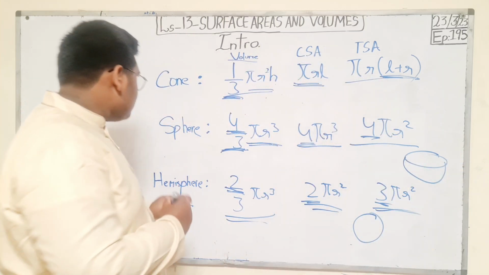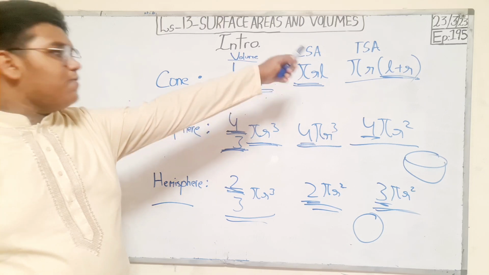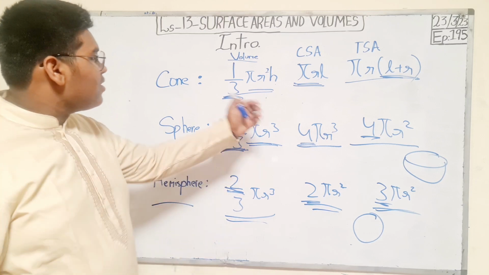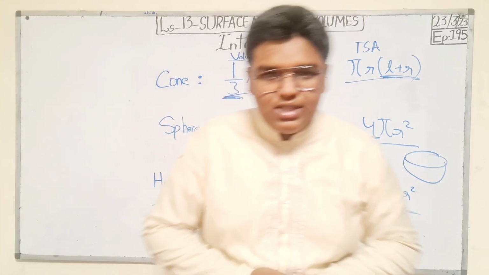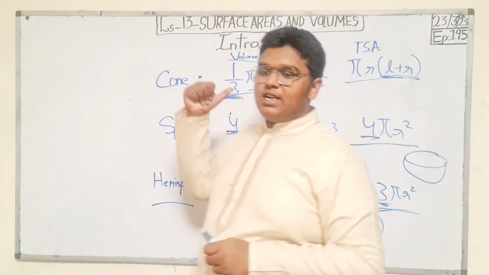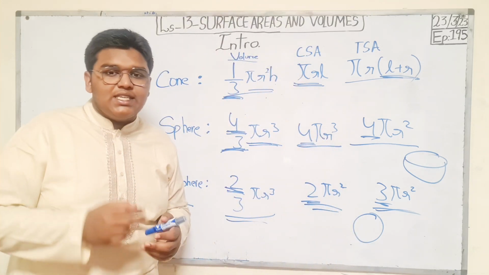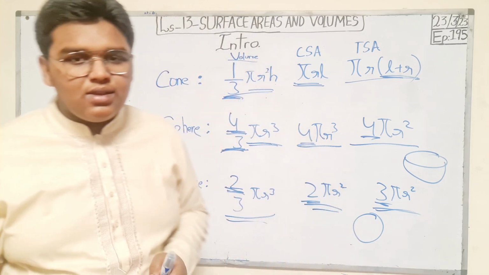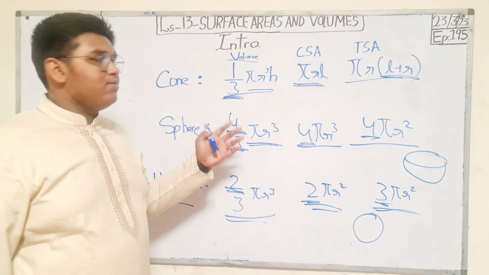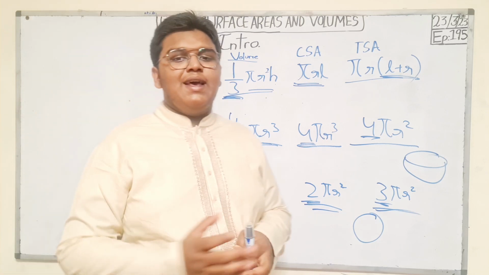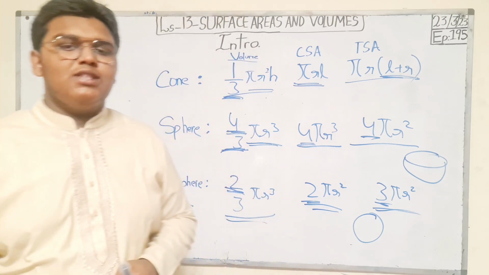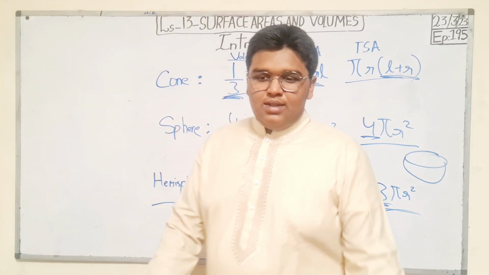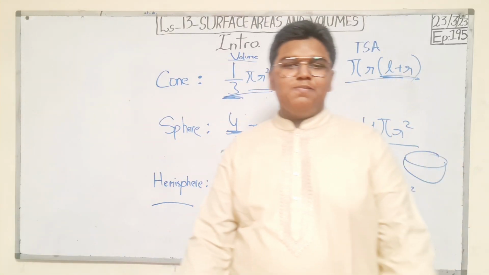So this was the volume, curved surface area, and TSA, the total surface area, for cone, sphere, and hemisphere. This was just the introduction part for the chapter Surface Areas and Volume. Now we have two exercises for the chapter, 13.1 and 13.2. We'll start from 13.1 and finish it, then move to 13.2, and that's how we finish this chapter.